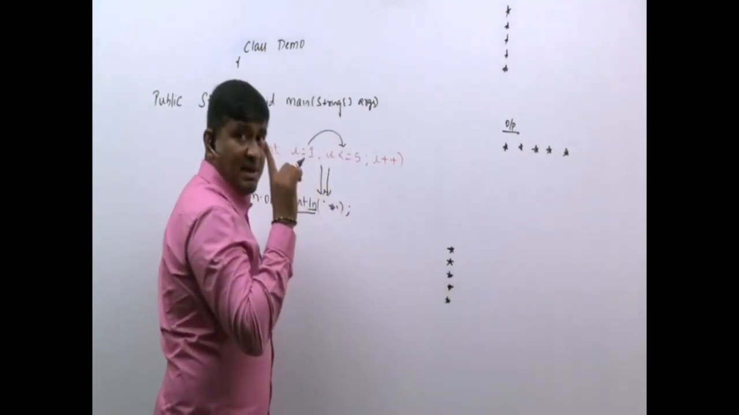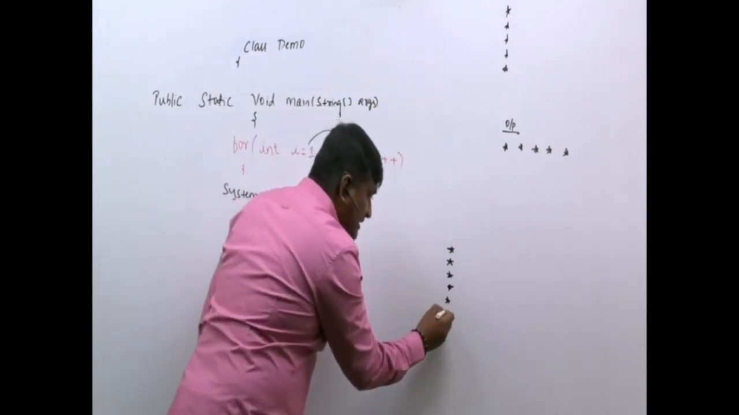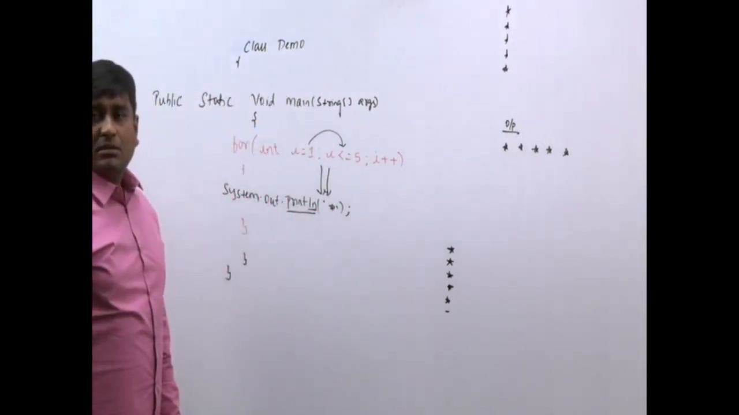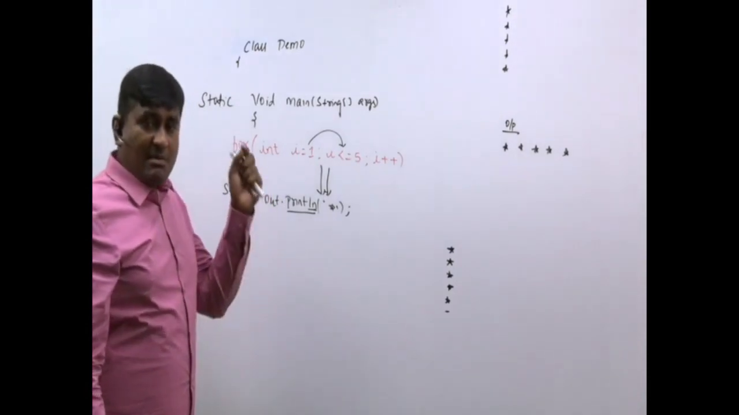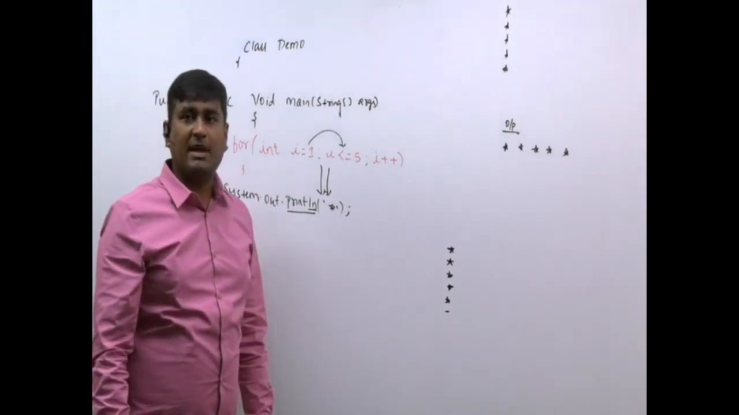Tell me, after displaying the fifth star, the control will be in the same line or it will go to the next line? The cursor will go to what? The next line. So that is the beauty of println. So println will make the cursor move to what? Next line after displaying whatever you want to display.